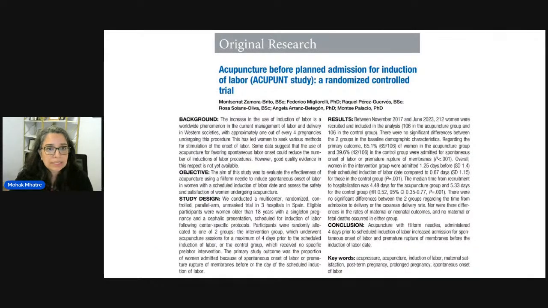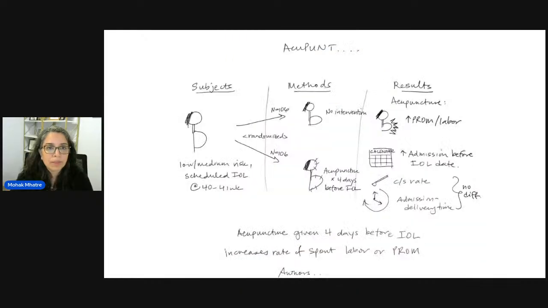This was for an RCT looking at acupuncture before planned admission for induction of labor. And again, a ton of text that the reader would normally have to parse through and determine what was the study about? What did they conclude? Is this an interesting study for me to read in detail? And so I had to bring all of that abstract down to just quick visual cues.